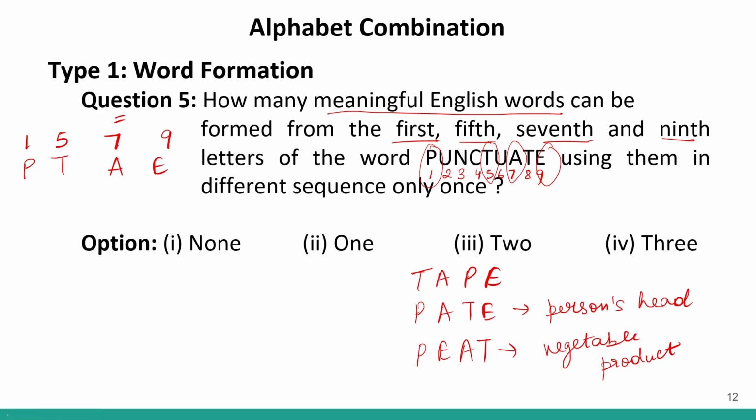So now I have 3 words with me. So how many meaningful English words can be formed? 3. So answer will be option number 4, 3. Okay? Answer will be option number 4, 3. Right?